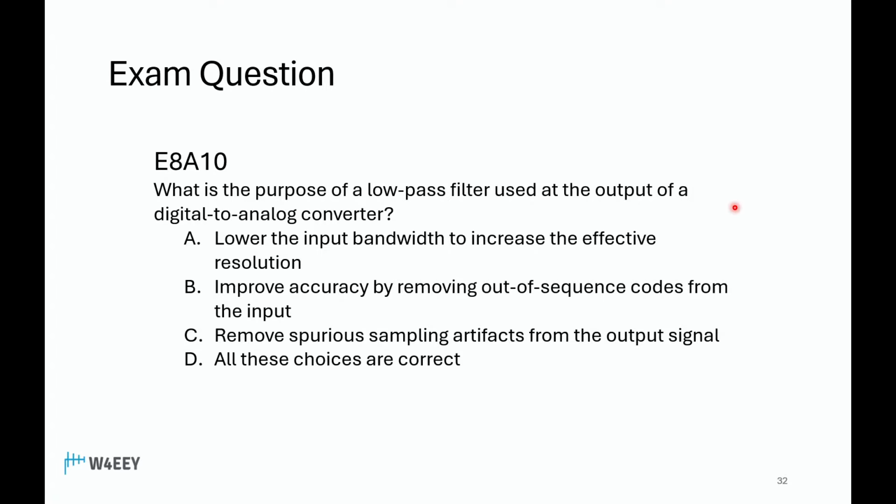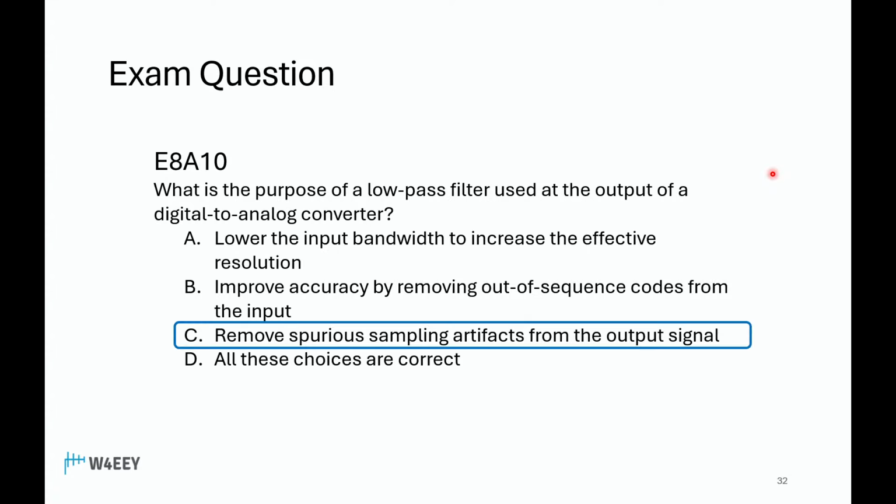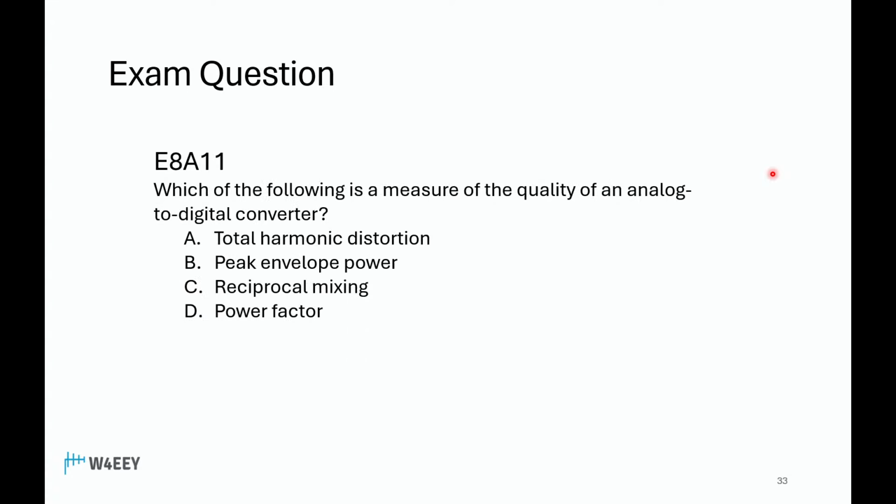What is the purpose of a low-pass filter used at the output of a digital to analog converter? Charlie. It is Charlie. Remove the spurious sampling artifacts from the output signal. Which of the following is a measure of the quality of an analog to digital converter? Alpha. It is alpha. Now these seem real easy after going through those explanations, which is good. I want you to be able to answer the pool questions.